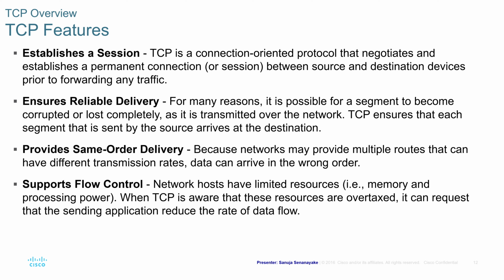It also supports flow control, where the network hosts have limited resources such as memory or processing power. When TCP is aware that a host is overextended, it can request that the sending application reduce the rate of data flow.